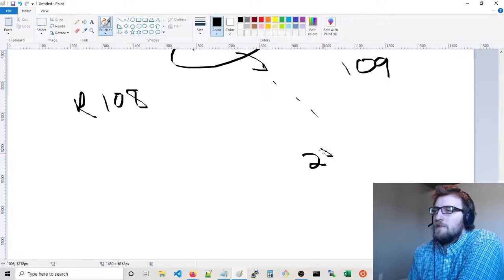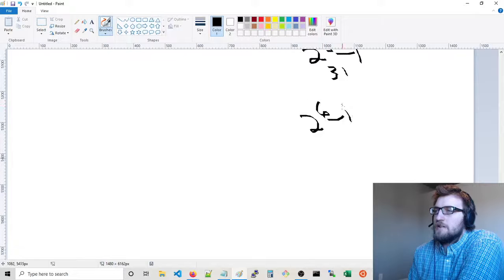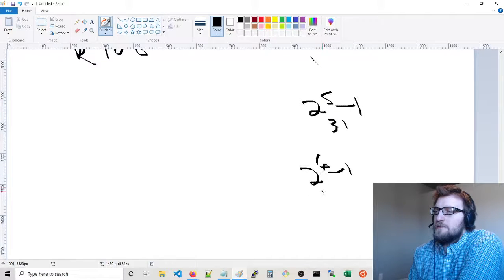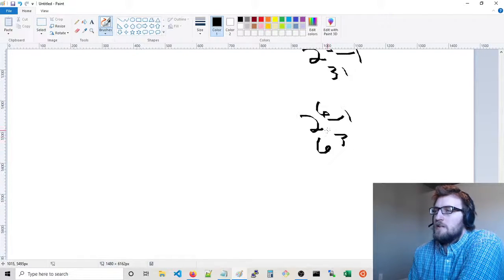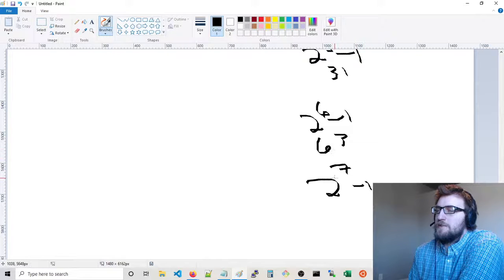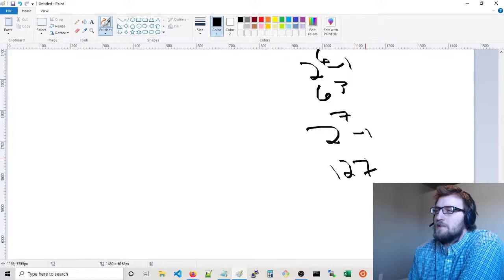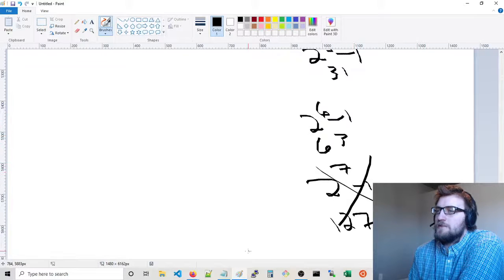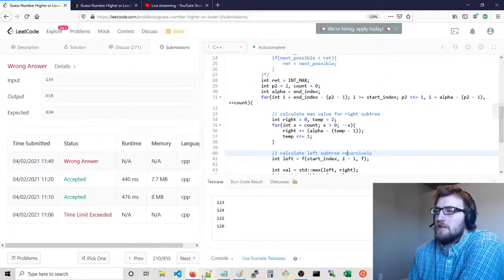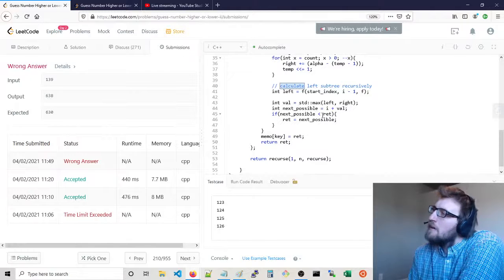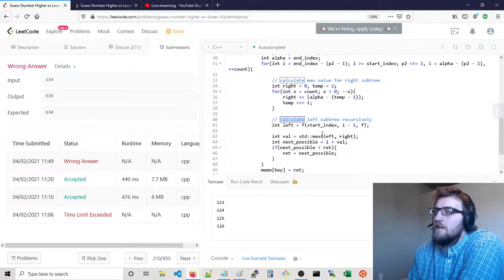Then we have 2 to the 5th minus 1, which is 31. 2 to the 6th is 63, right? 120. Okay, and the next one is 2 to the 7th minus 1, which is 127. Okay, so this one doesn't work, right? That one we should end up in kind of la la land, I guess.